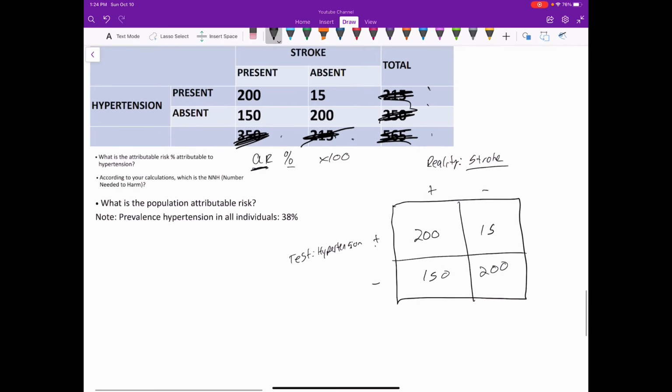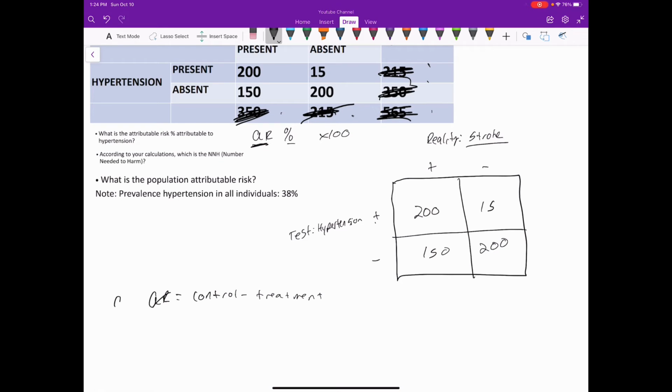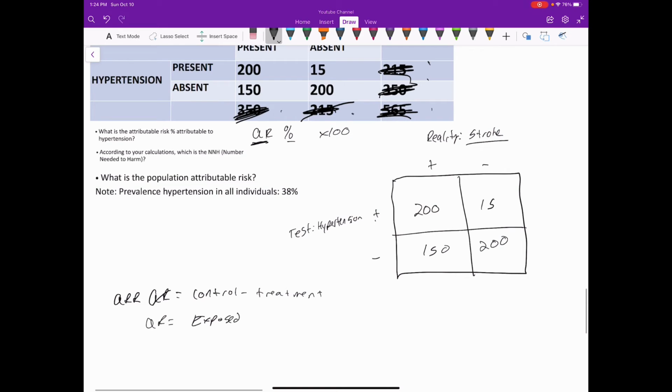All right, so what is AR again? Oh, boy. Attributable risk was, you could do control minus treatment. No, that was ARR, right? So that's not that. But it's the same exact thing, right? Except exposed minus not exposed. So you were exposed or you weren't exposed. But in this scenario, what is it testing? If you were tested for hypertension or if you were not tested for hypertension. So test or no test, right?